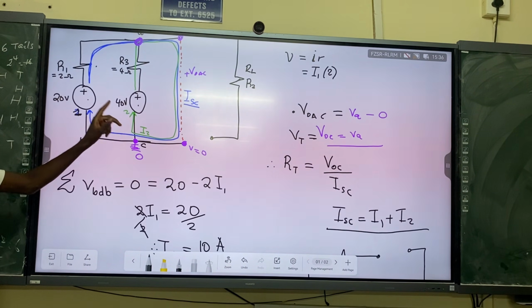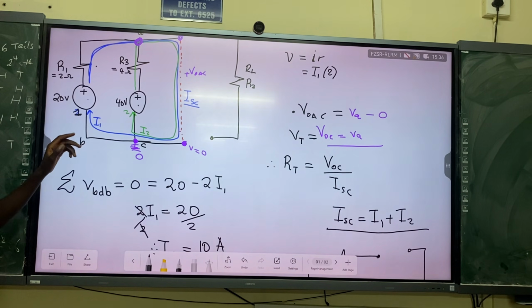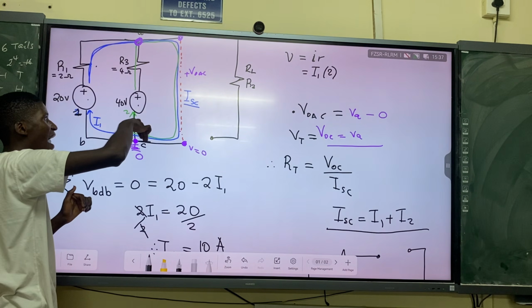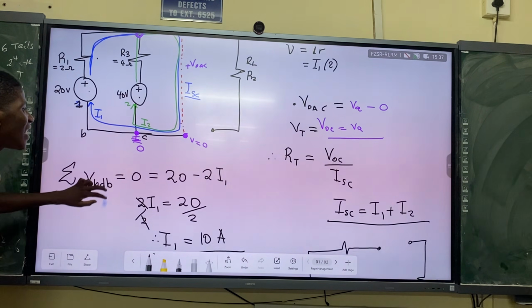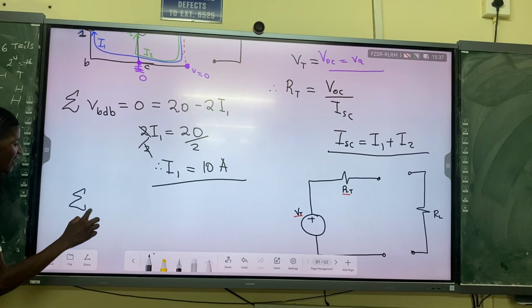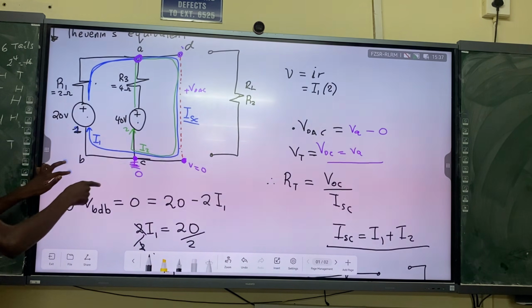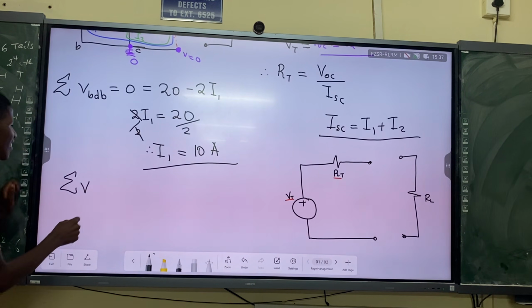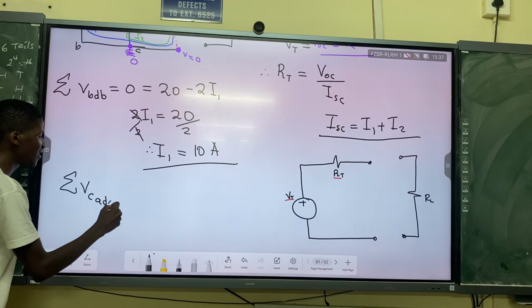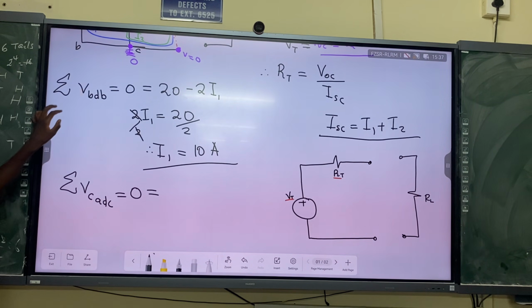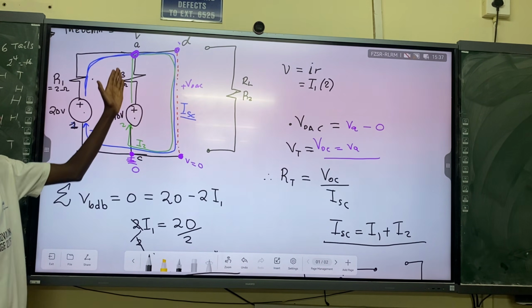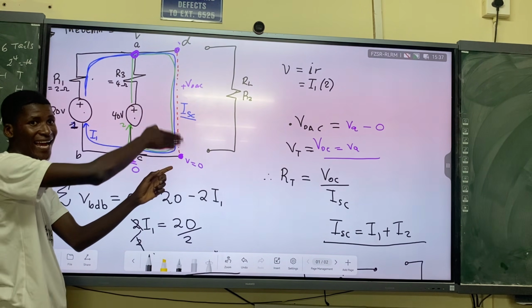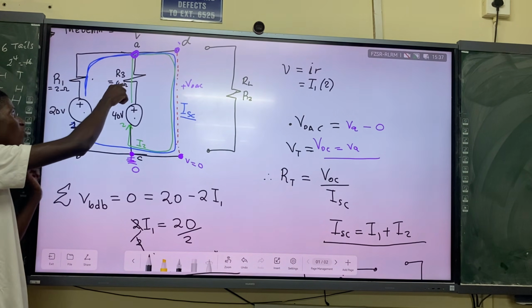But we can also find the current I2 using its loop. Loop I2 is the green one. This is the green current, I2, with its own loop. So we can still apply Kirchhoff's voltage law and say the sum of the voltages along this loop, which is C A D C, must give us 0 in total. So the sum of the voltages along this closed path, and we assume here we have a conductor, a short circuiting conductor.